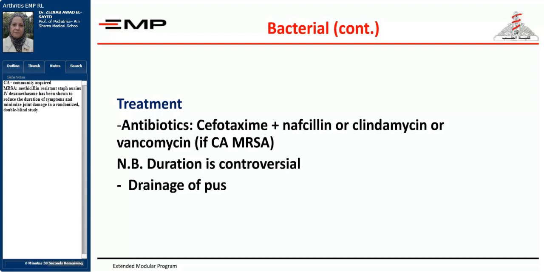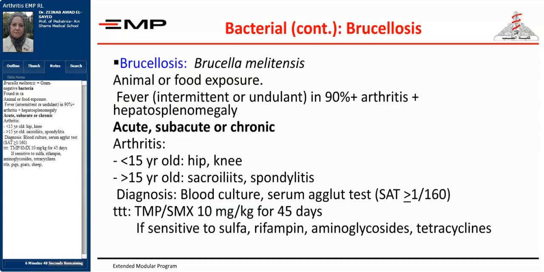The diagnosis is made by doing blood cultures. The serum agglutination test will be high. The treatment is for 45 days with a trimethoprim and sulfamethoxazole combination. If the patient is sensitive to sulfa, then you can give rifampin, aminoglycosides, or tetracyclines.